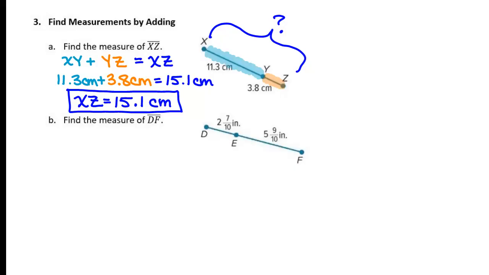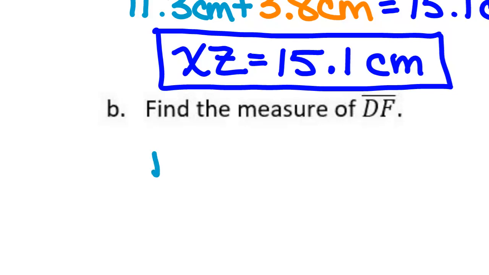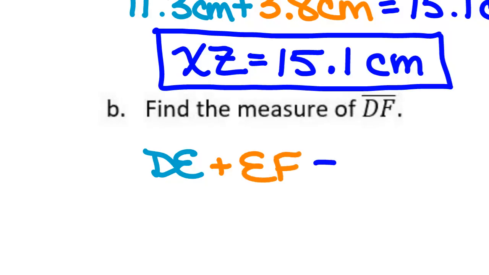All right. Let's do part B. What are the two smaller line segments that we have here? DE is one of them, so I have DE plus, what's the one right next to DE? EF. So DE plus EF equals, what's the big long one that I get when I take DE and put it together with EF? DF, yes. So DE plus EF equals DF.